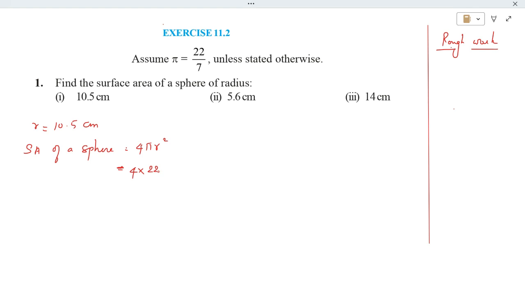So 4 into pi value is 22 by 7 and r square, so 10.5 square, right? So what is square meaning? I have to multiply that number by itself twice, isn't it? So 10.5 times 10.5. So I can cancel 7 and 10.5 because I know it is divisible by 7. So 7 times 1 is 7. 3 will be carry over, that will be joined with 5, so it becomes 35. 7 5s are 35. Now we can proceed with the calculation. Okay, so 4 times 22 is 88 times 10.5 into 1.5.